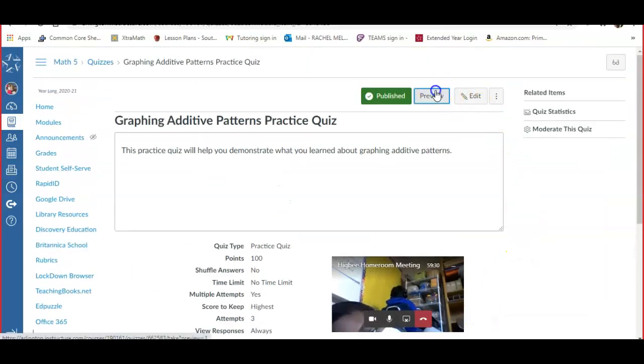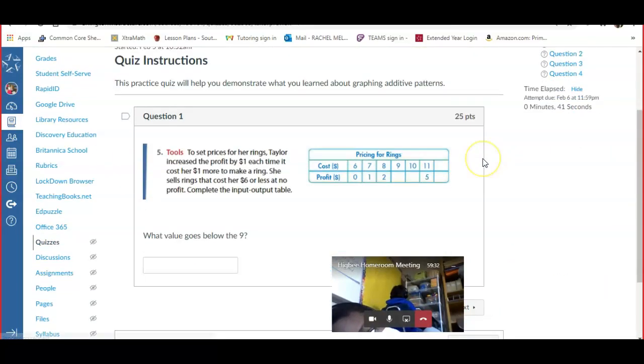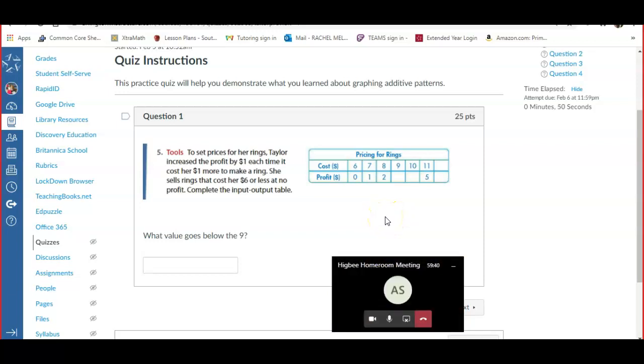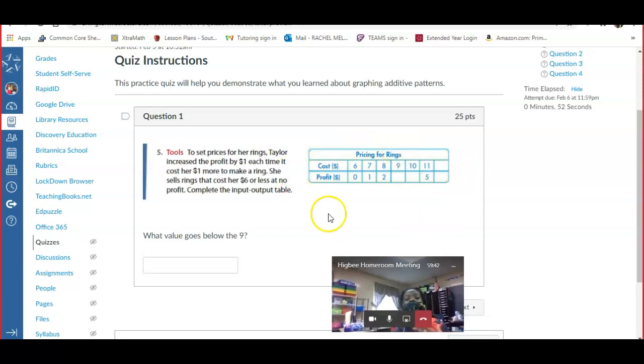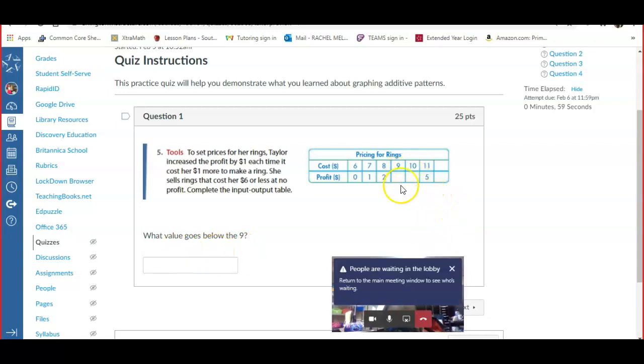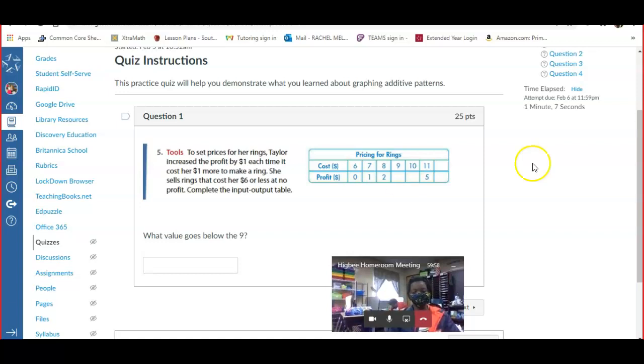Okay, you're not actually going to graph for any of these questions. There's only 4 questions. Okay, 2 of the questions will look like this. Israel, can you mute yourself, please? It will give you a table, and what you're doing, look for this question. So this question is asking what's going to go below the 9. So that means that you have to look and see which one goes below the 9. Okay? All right. So 2 of the questions are like that.